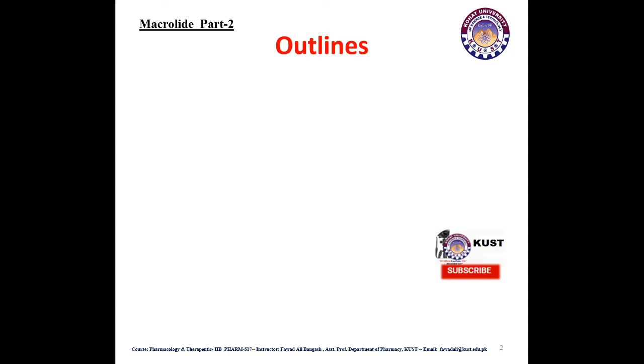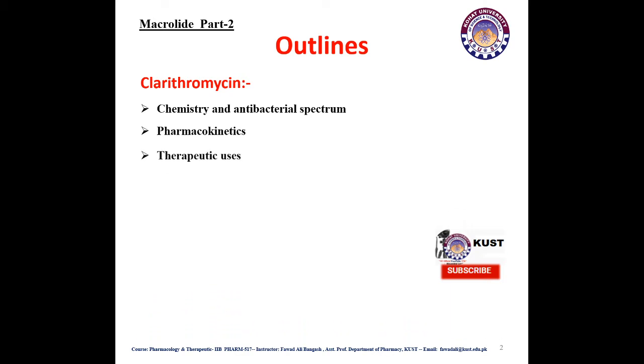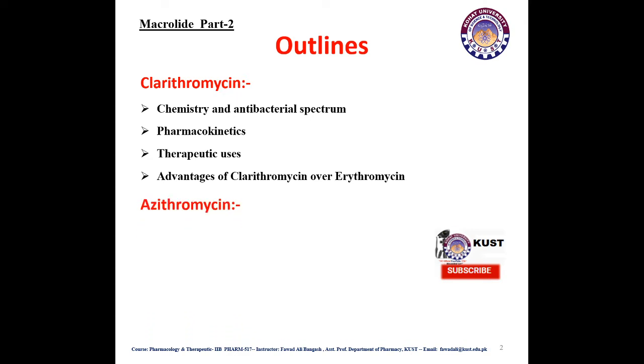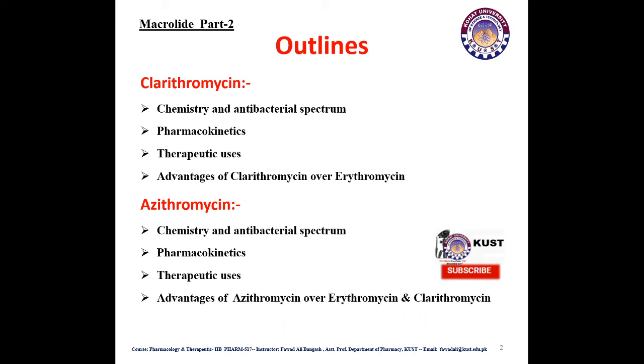Outlines. In today's lecture, we will discuss the following content one by one: erythromycin, its chemistry and antibacterial spectrum, its pharmacokinetic properties, its therapeutic uses, and advantages of erythromycin. The second macrolide is azithromycin: its chemistry, antibacterial spectrum, pharmacokinetic properties, therapeutic uses, advantages of azithromycin over erythromycin, and its disadvantages.